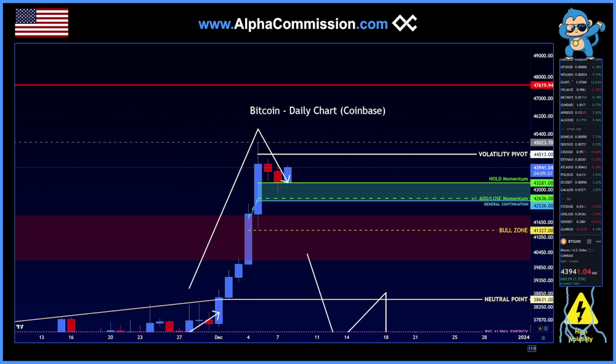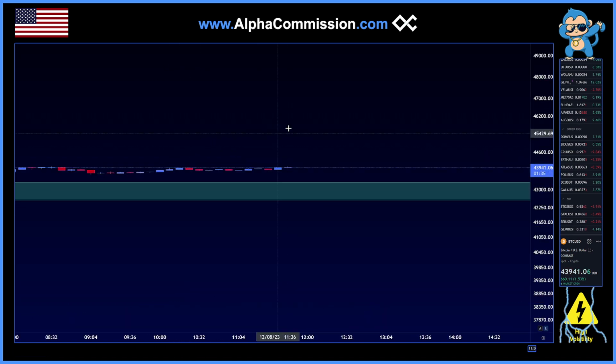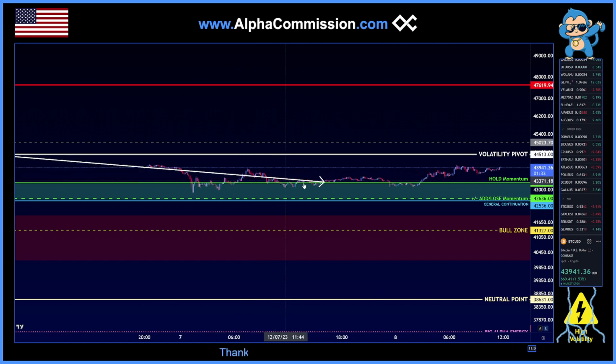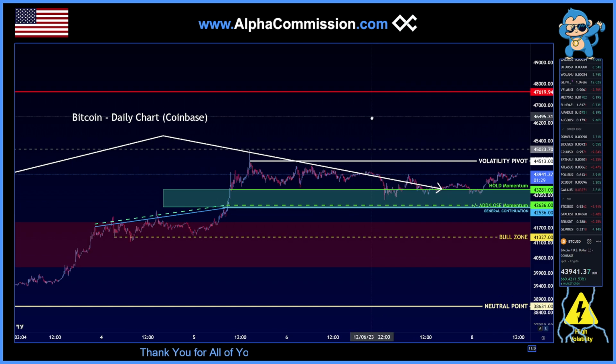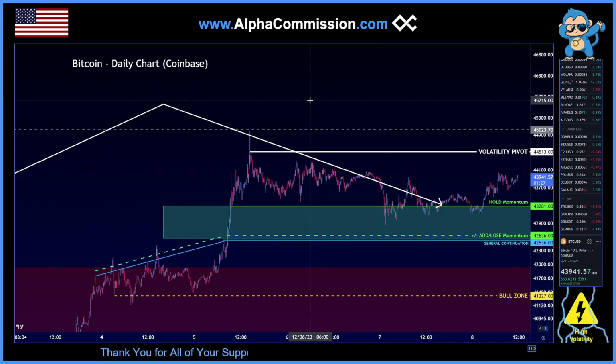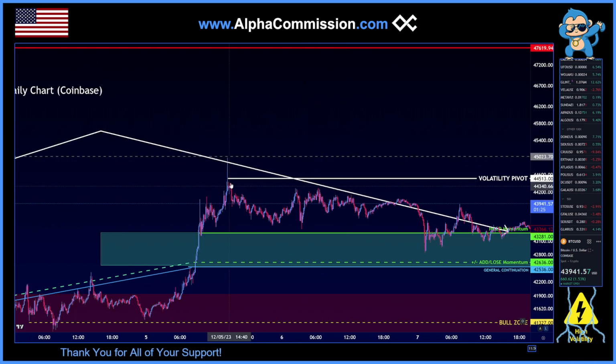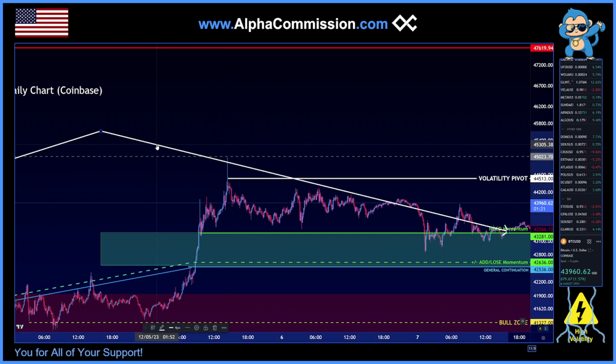Is that what's significant? Well, let's go ahead and go on the 8-minute. And as long as we're holding this area between the hold momentum and the volatility pivot, then we are going to essentially be taking a look at what type of price action is going on here.